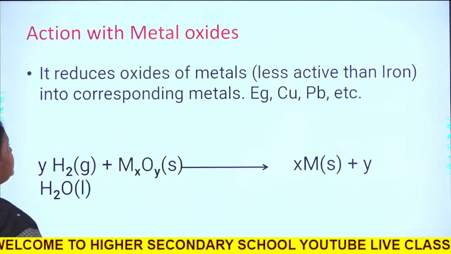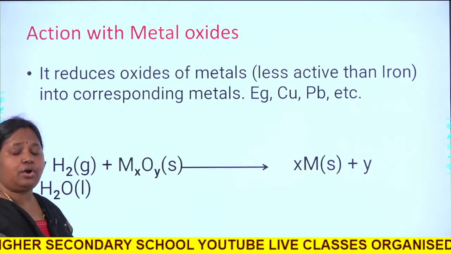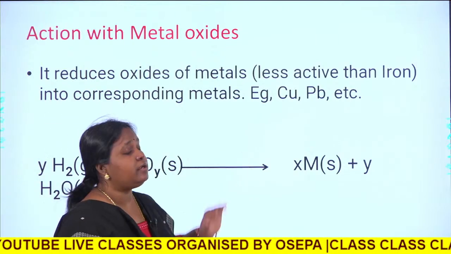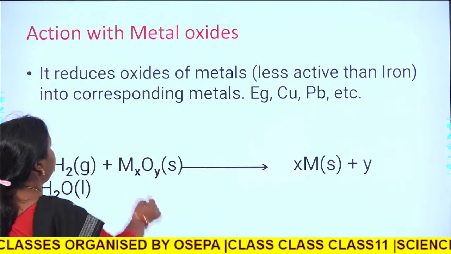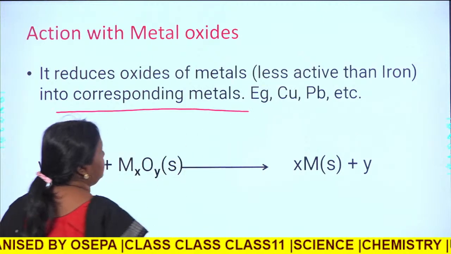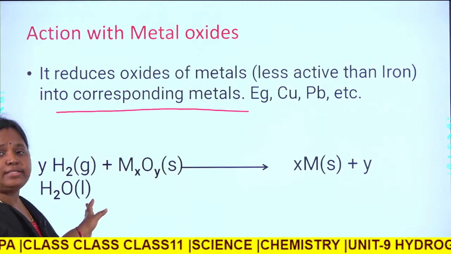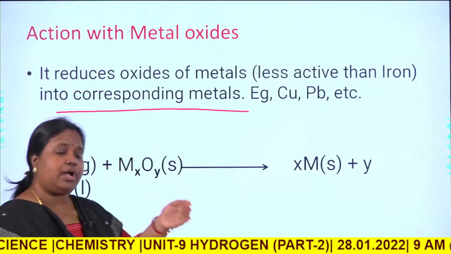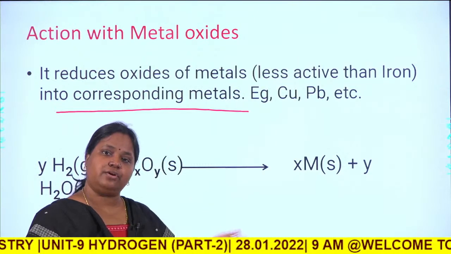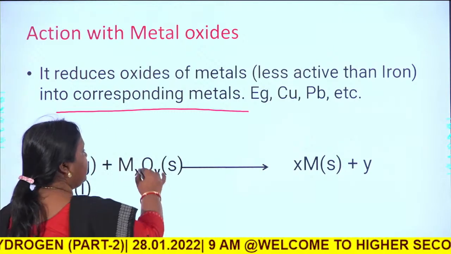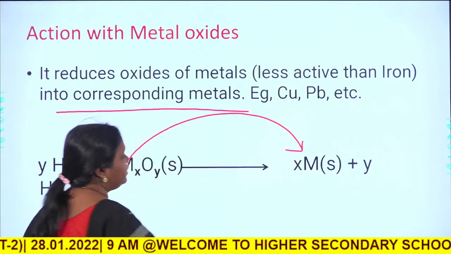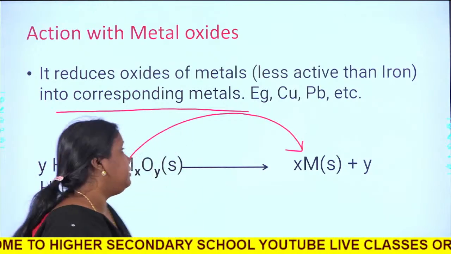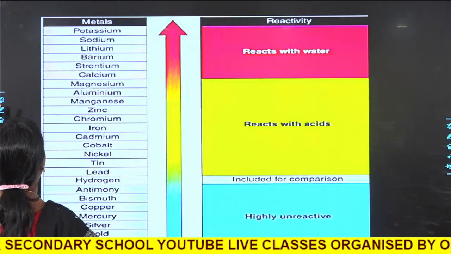Reaction with metal oxides. It reduces oxides of metals which are less reactive than iron to form the corresponding metals. This is an important example for your entrance exam: hydrogen can reduce a metal oxide to its corresponding metal. Remember, the metals which are less reactive than iron, that is, there is an activity series actually.